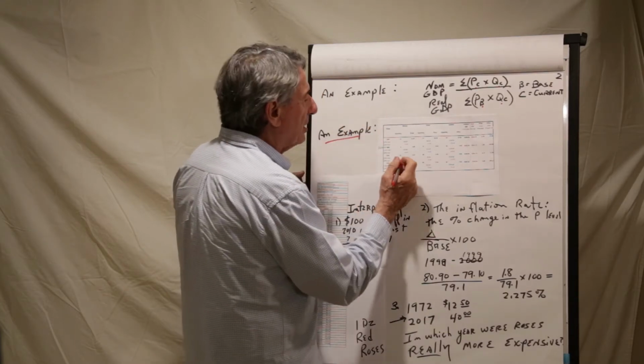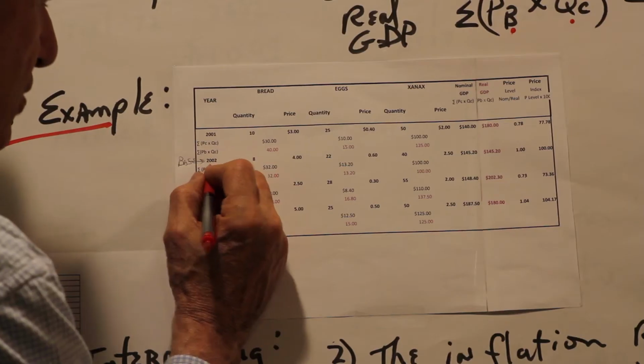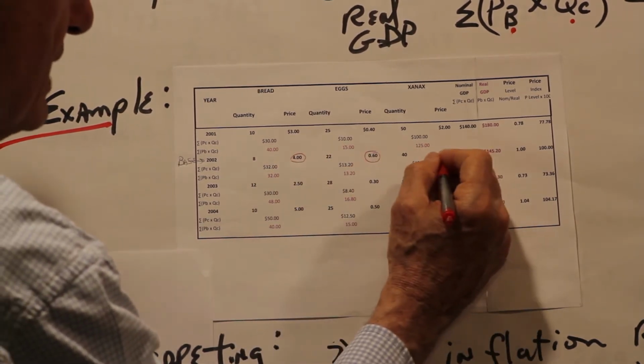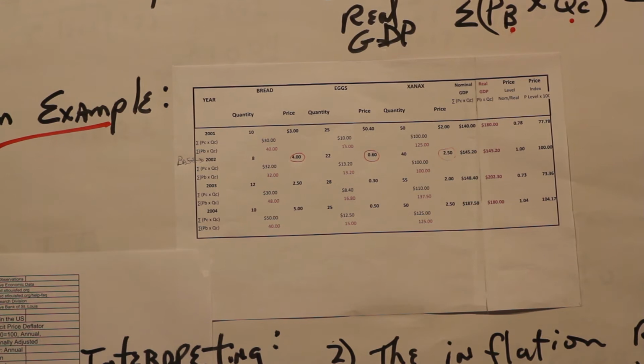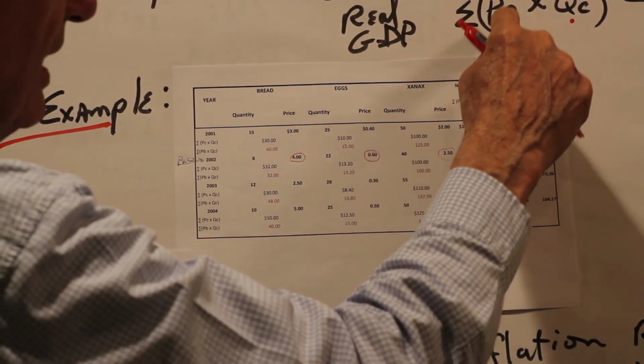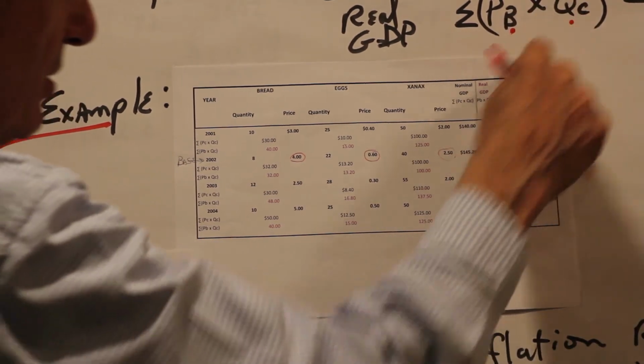I'm trying to make the point that you can pick any year. So year 2 is our base year, and now these will be the prices. We don't let prices change from year 2. So now we get real GDP by calculating the base year prices times the current year quantities.